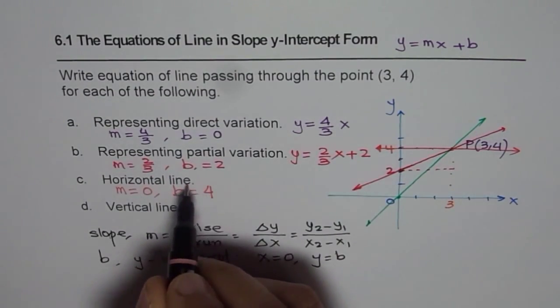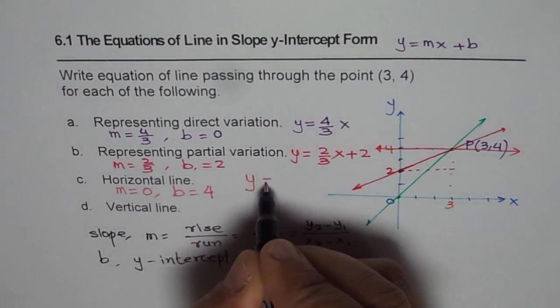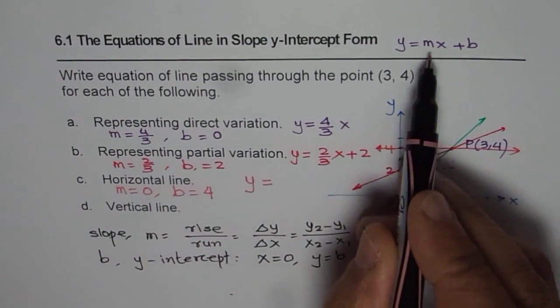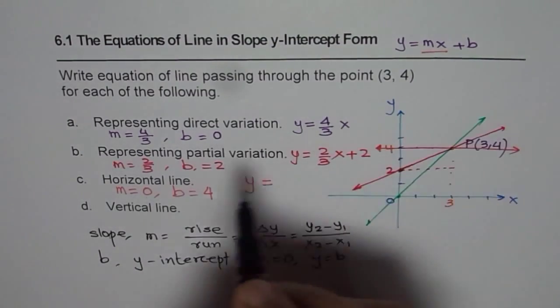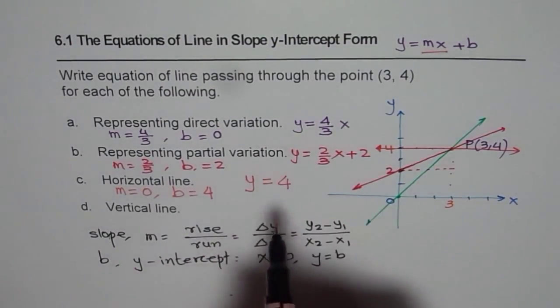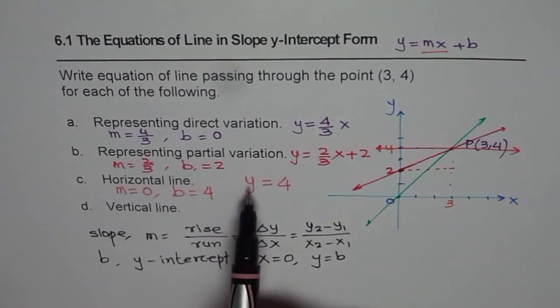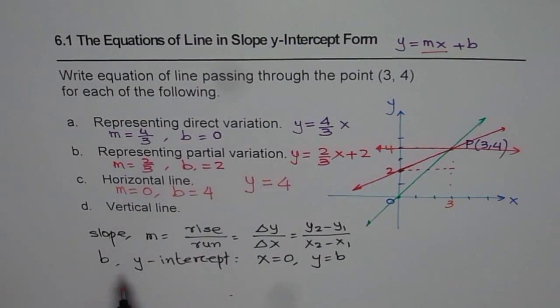Therefore, the equation of the horizontal line is y equals, since the slope is 0, the first term becomes 0 for us, right? We are left with b, which is 4. So always a horizontal line is represented as y equals b, correct? Let's talk about a vertical line now. This is very interesting, right?